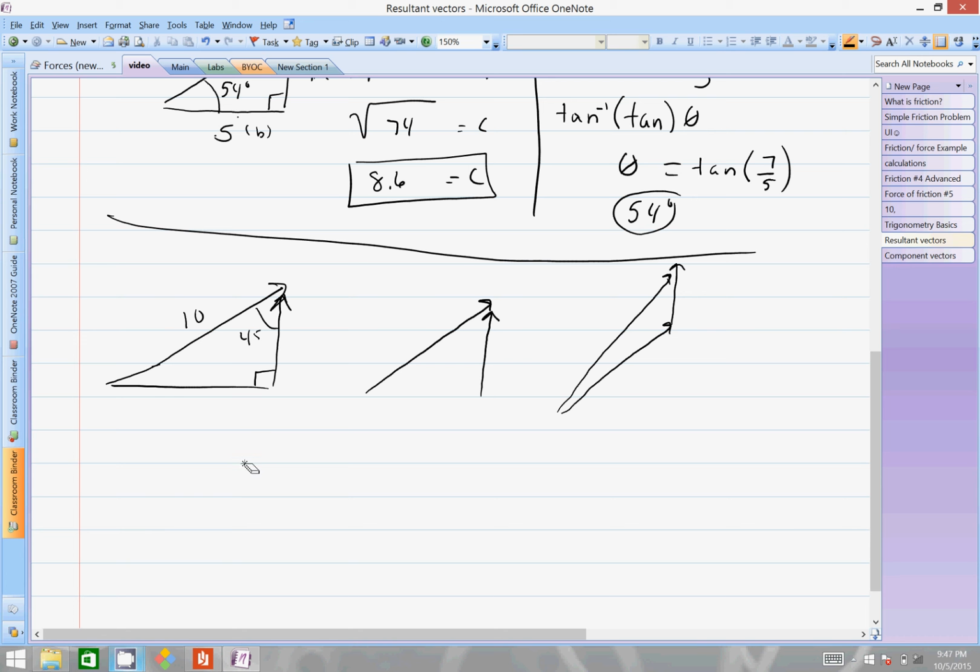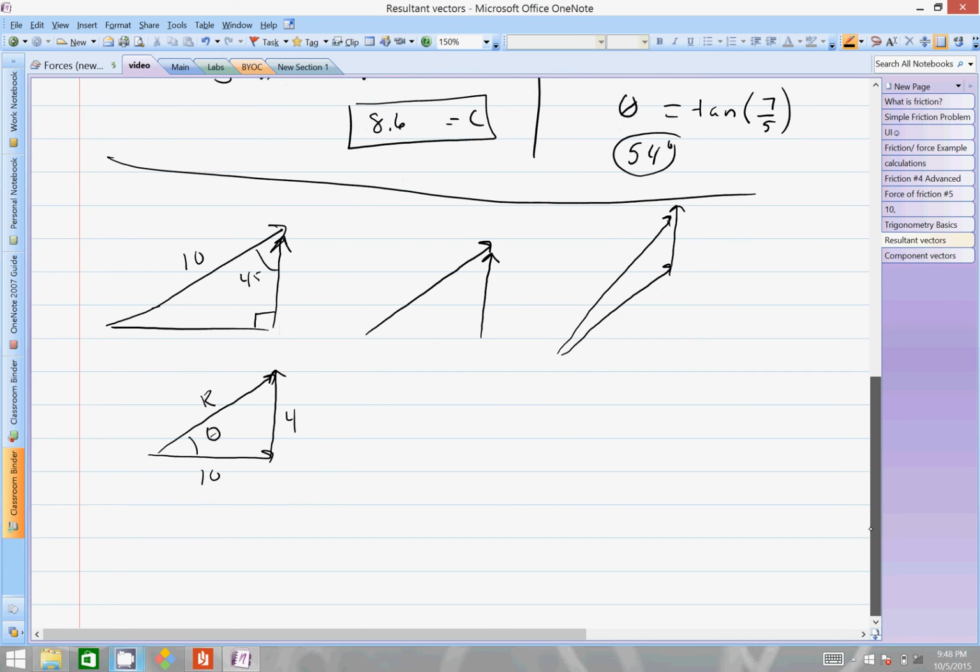So let's change up our problem. Let's say we just have an x vector at 10, and a y vector that's hitting the item at, let's say, a 4. I want to figure out the magnitude of the resultant vector, which is this guy right here, and the angle that it takes off at, which is right there. Go ahead, pause the video, and give it a try on your own.